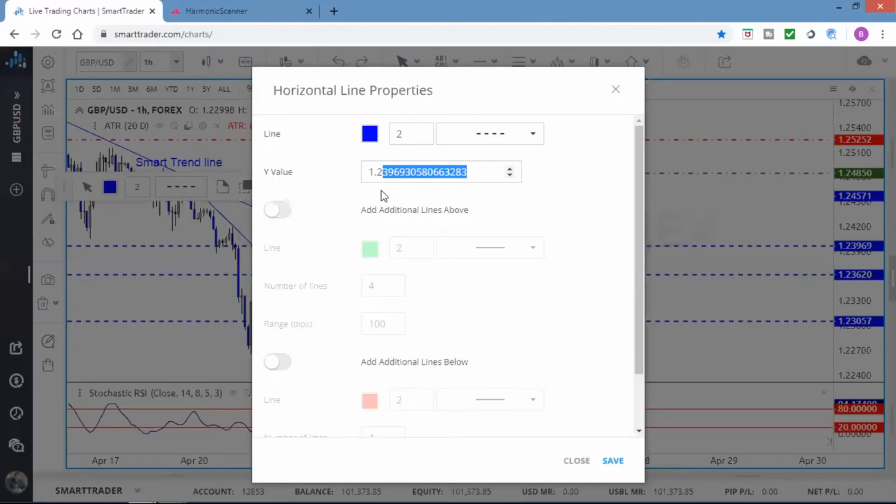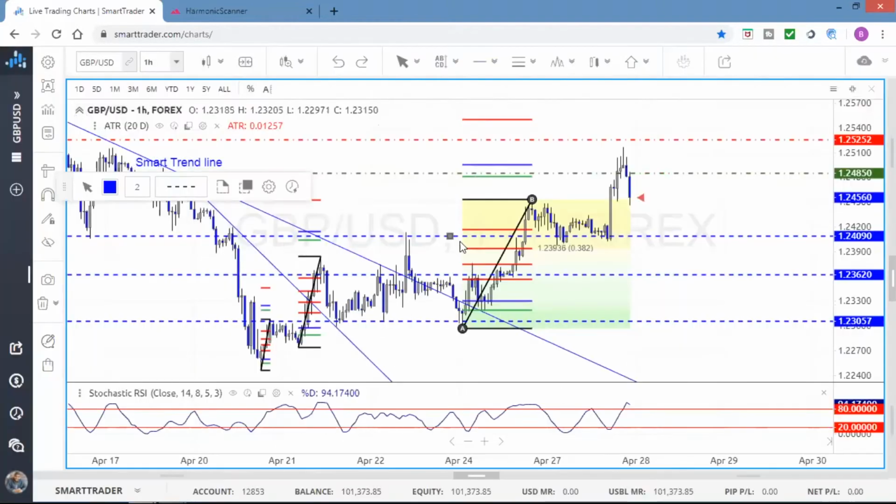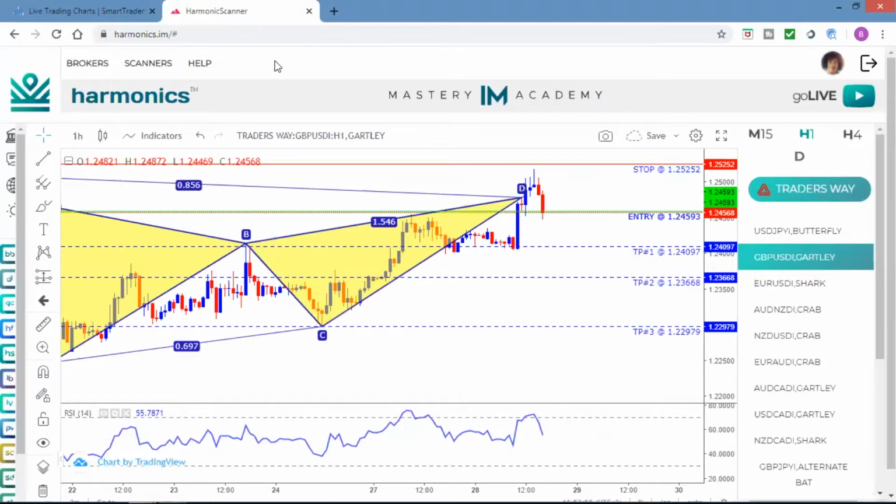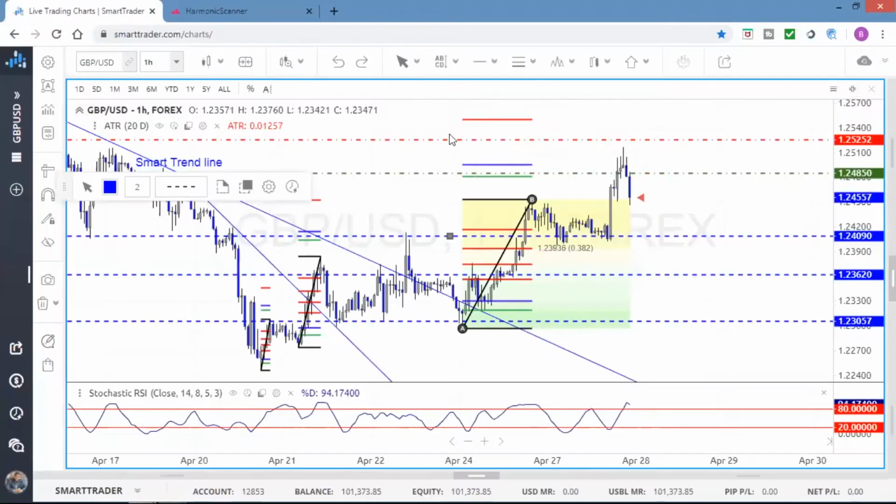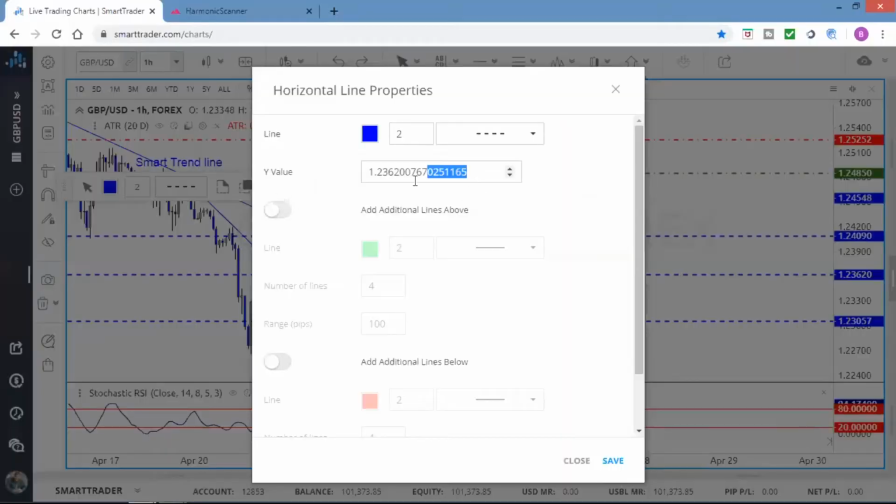All right, 124.09. Our second TP was 123.66.